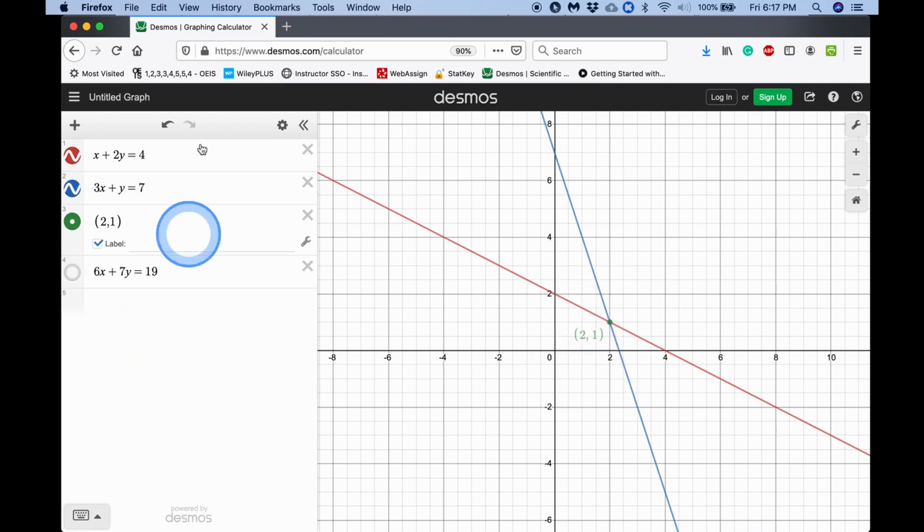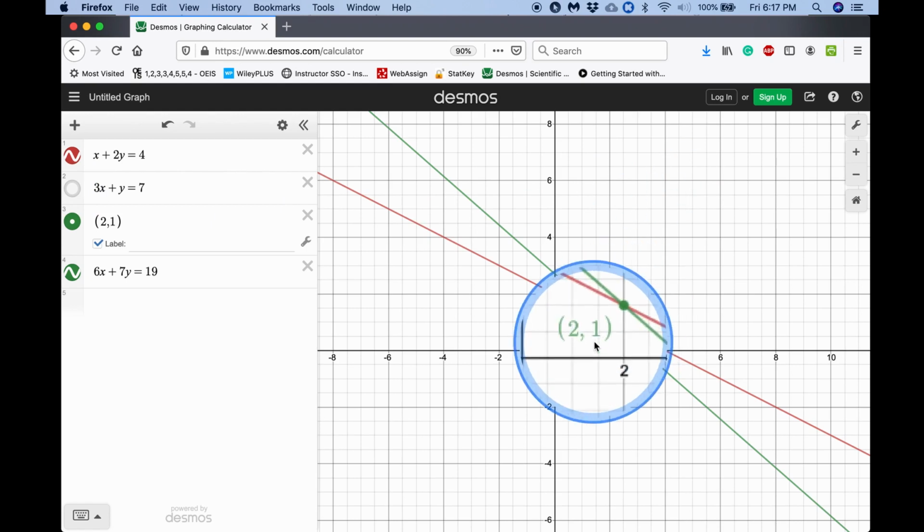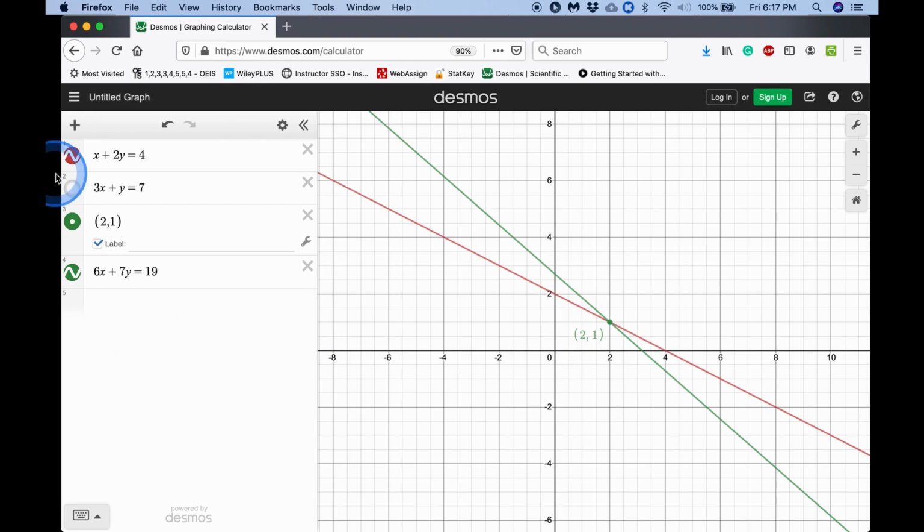Now what we're doing is exchanging this second equation for 6x plus 7y equals 19. So I can add that line in, and I can take this line out, and we can see that we've altered the geometry of the system of equations. This is not the same set of equations. Nonetheless, it retains exactly the same solution set. So that's the idea behind a type 3 operation.